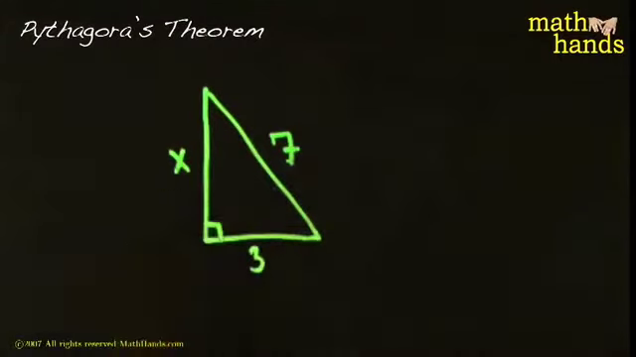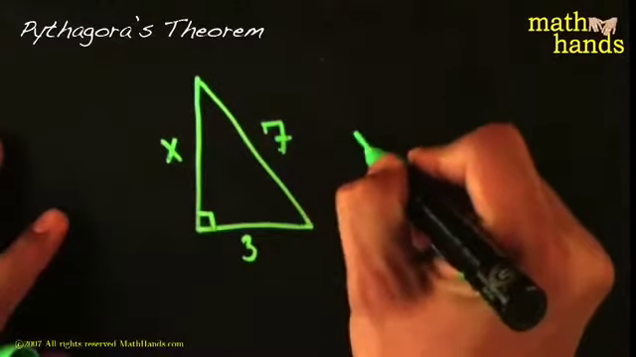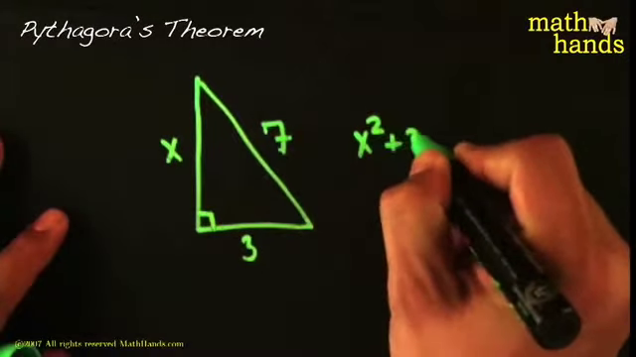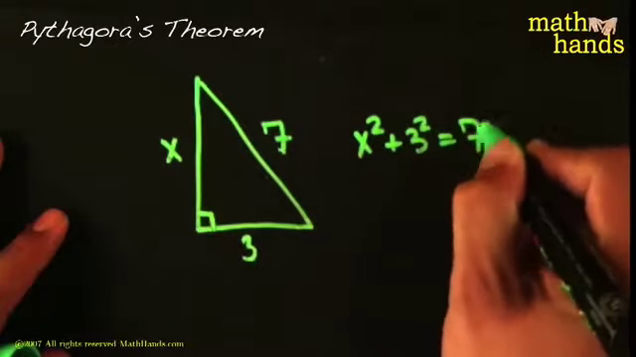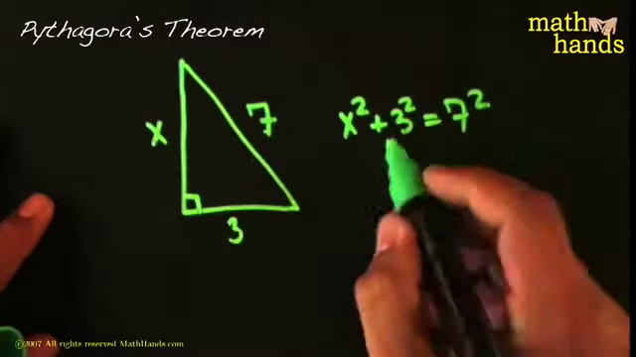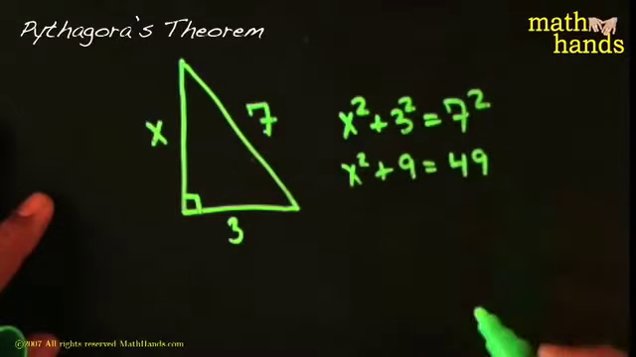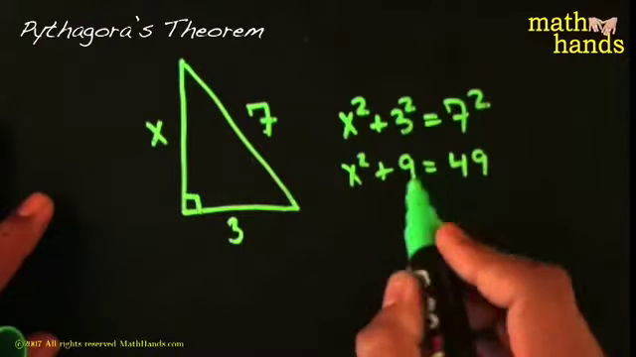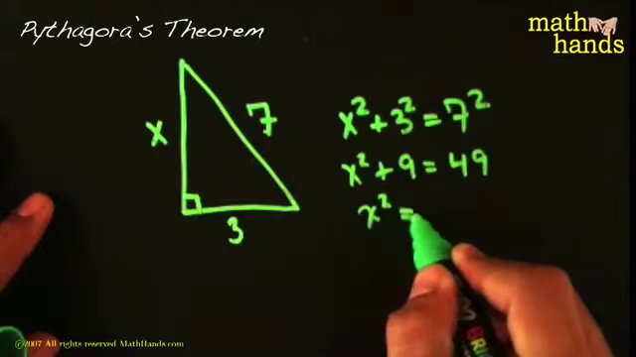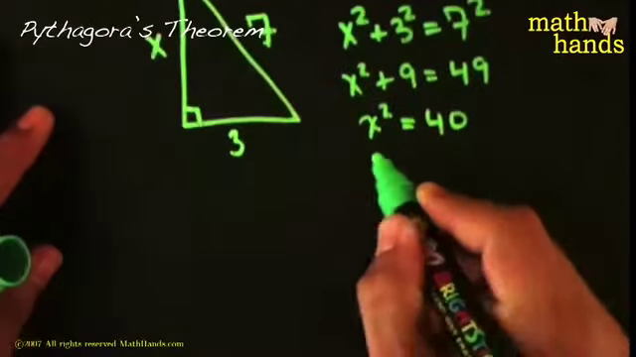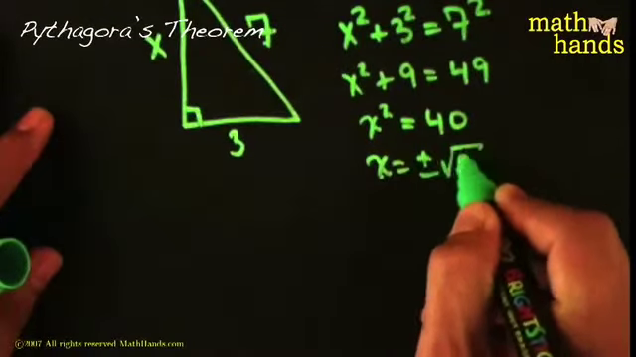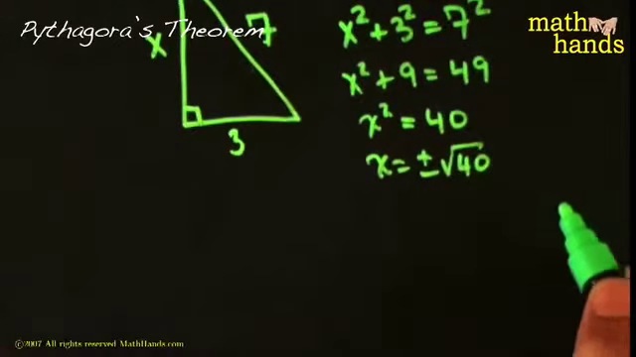You've got one side that's unknown. Pythagoras would say, hey, I've got this one. X squared plus 3 squared is equal to 7 squared. And that would tell you that x squared plus 9 is equal to 49. And then you could subtract 9 from both sides, and that would tell you that x squared is equal to 40. So then x would have to be plus or minus the square root of 40 by the square root property.